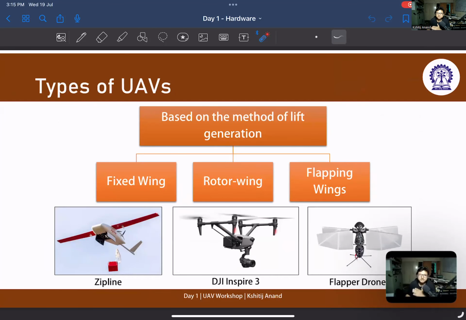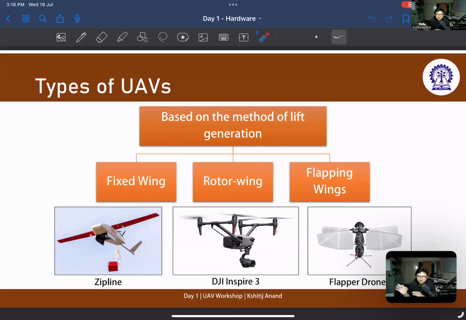So what are the types of UAVs? There are a lot of bases of classifying UAVs. There are multiple trivial bases, I call them trivial because they generally don't make an impact on the specific physics related to the UAV. For example, how many motors the UAV is having, how many propellers it is having, or what payload it is carrying.